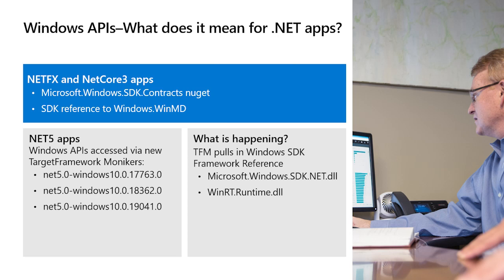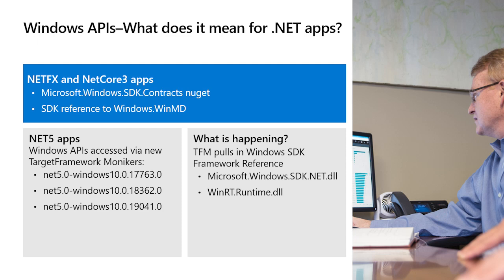So let's take a closer look at Windows APIs and what it means for your .NET applications. First, if you're a .NET Framework app or a .NET Core 3 application, there's no change for you whatsoever. You can continue to use the Windows SDK contracts NuGet package, or you can reference the Windows WinMD file that's part of your installed SDK. There's no changes required there. However, if you're migrating the app or writing a new app to .NET 5, there's a simpler method you can use to access your Windows APIs.